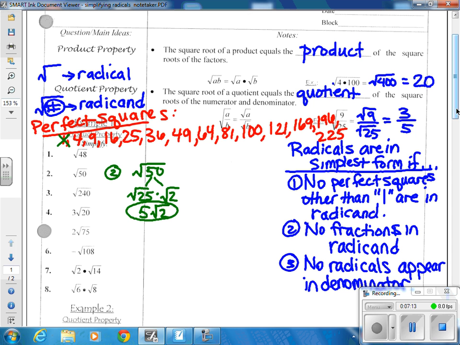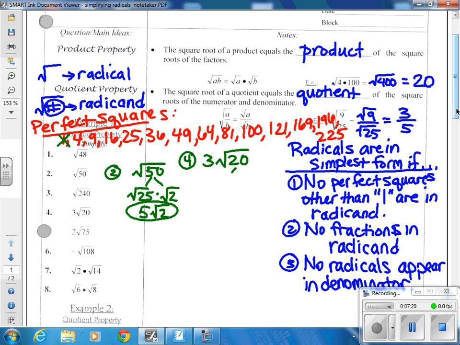All right, so the next one let's go to is number 4. You'll notice that in number 4, there's a number outside the radical, which is the same as saying 3 times the square root of 20. Well, the 3 does not break down, but we will use it later on. The 20 is what you've got to break apart using your perfect square list.